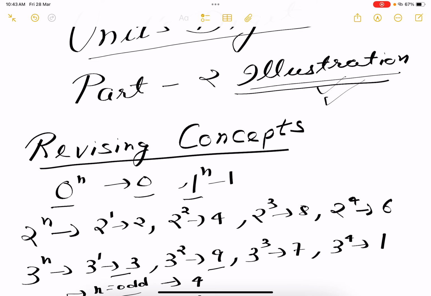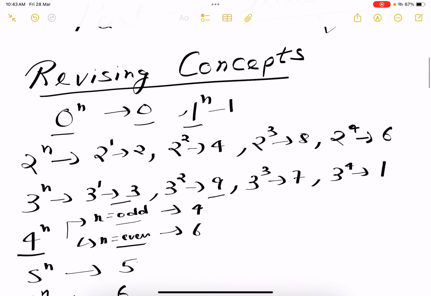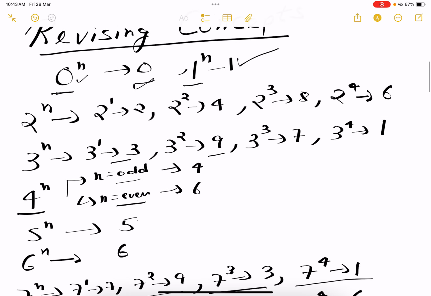CSAT. Believe me. So now we will revise the concept that any number whose unit digit is 0 and that number is having power n, the unit digit would always be 0. Similarly, for 1 the unit digit will always be 1. For 2, if power is 1, then unit digit would be 2. For 2, if power is 2, unit digit would be 4. For 2, if power is 3, unit digit would be 8. And for 2, if power is 4, unit digit would be 6.